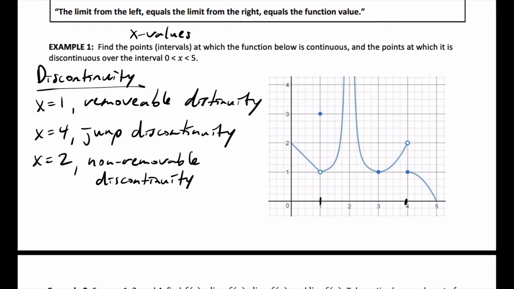Is there any more out there? Is any from 0 to 5? So only from 0 to 5. Is there any more? No, I don't think so. I think we got them all. Okay, good. That's where it's discontinuous, right? So now we have to put, where is it continuous?